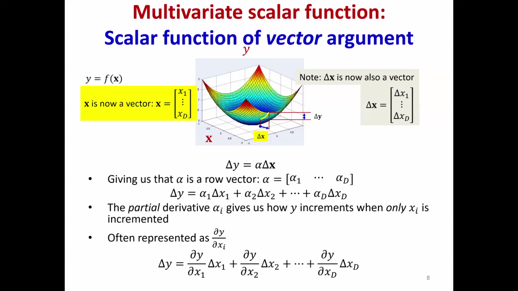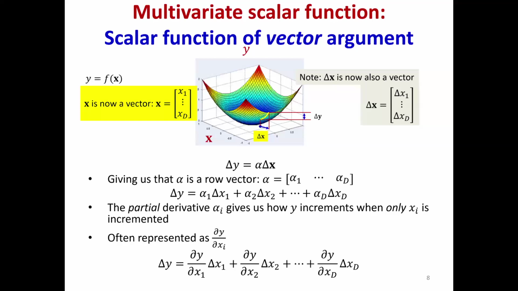So one particular direction would be one where I only change this guy, and the rest of the steps are 0. This is also an increment. In this case, what is the change going to be? What is delta y going to be from the formula? In this case, this is just going to be alpha 1 delta x1. So this is what is called a partial derivative of y with respect to x1. It is how much y changes when all the other x's are fixed and only x1 is perturbed.